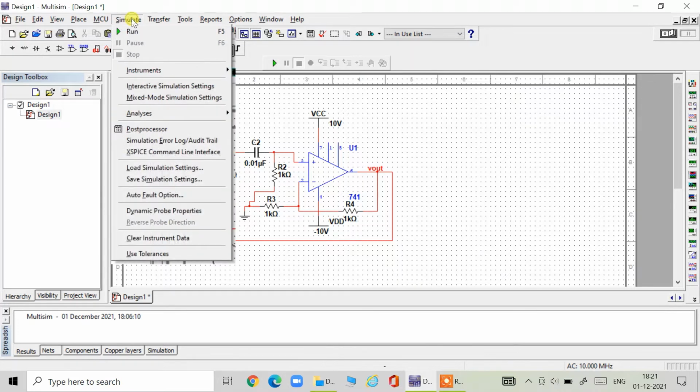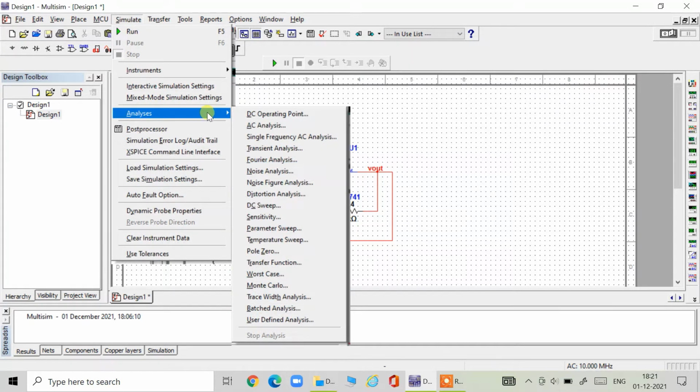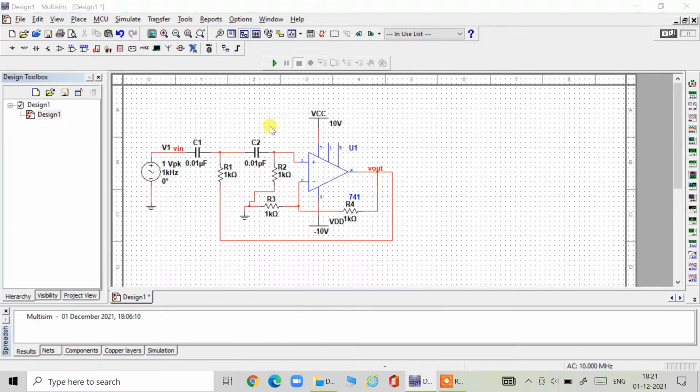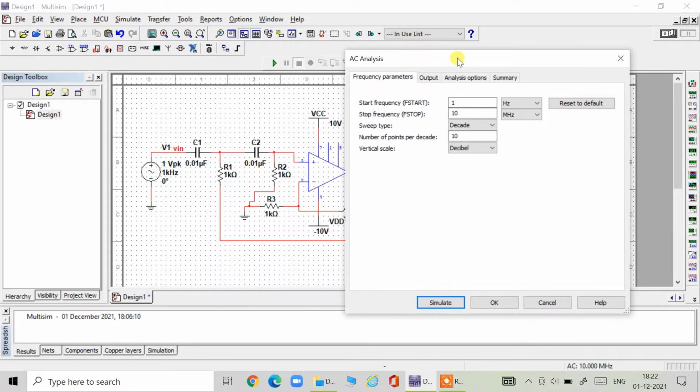So first we are going to simulate, then analysis, AC analysis. Now here. So start frequency 1 Hz, stop frequency 10 megahertz. You can find gigahertz, then change it to 10 megahertz. Vertical scale decibel, number of points per decade 10. It means that in every decade we are taking 10 points. So in the lab we have taken 4 points. Here we can take 10 points.